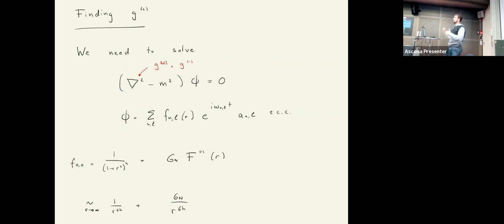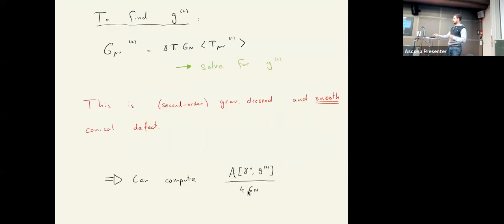Okay, and you can understand where that comes from. It's because the first order stress tensor behaves like 1 over r to the 4 delta near the boundary because it's quadratic in phi. So it's kind of natural that you get a structure like this. Okay, and then to find the second order metric, we do the same thing as before. We compute the expectation value of the first order stress tensor and back react it on the metric.